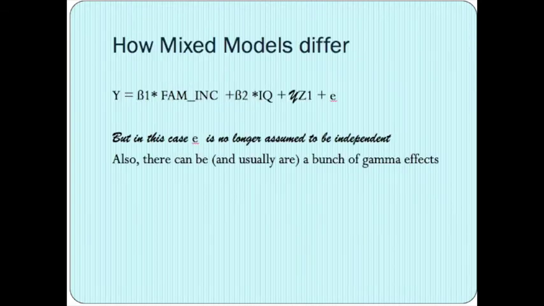So here is how mixed models differ. You have y equals beta 1 plus family income, say, plus beta 2 times IQ, plus gamma times Z1. In this case, E is no longer assumed to be independent. So there can be, and usually are, a whole bunch of gamma effects.